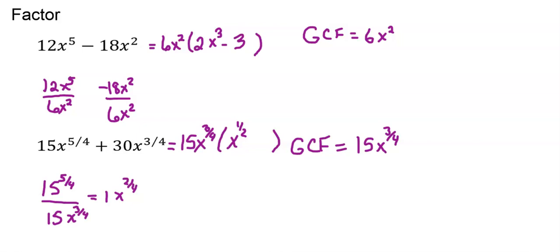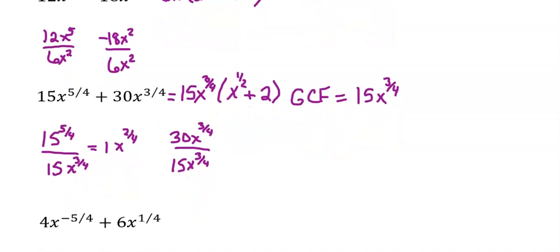And then for the 30x to the 3/4, we're taking the 30x to the 3/4 and we are factoring out, dividing out our greatest common factor of 15x to the 3/4. 30 divided by 15 is 2. And then x to the 3/4 divided by x to the 3/4 is 1. And 2 times 1 is 2. So there's our factored form. 15x to the 3/4 times x to the 1/2 plus 2.